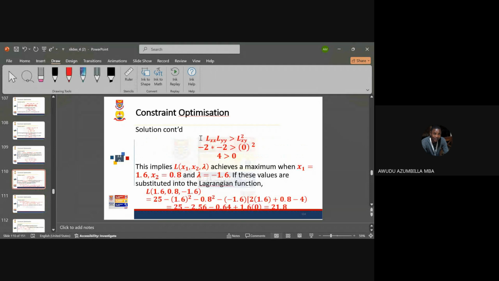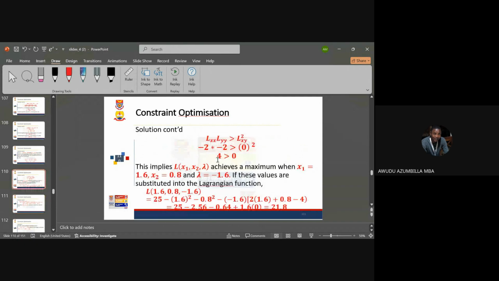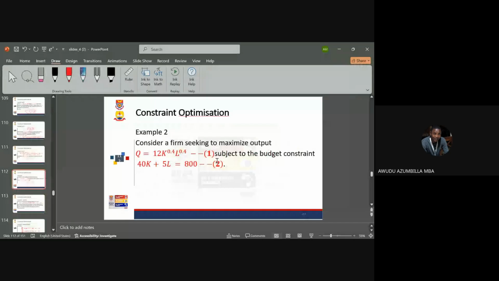Okay, so this is to get the proof of whether it is a maximum or minimum. If you want to get proof, once you are able to find the value of x and y, you can substitute them and then find whether it is a maximum or minimum. Okay, now I think our time is up.